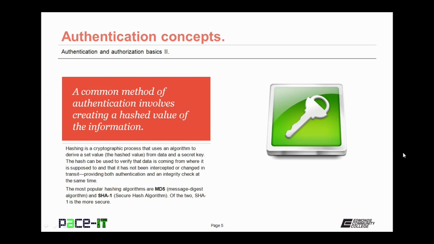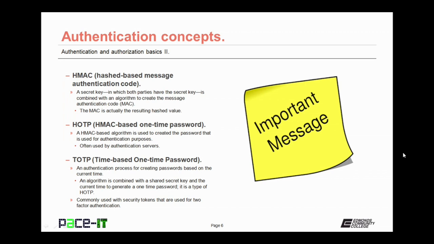The most popular hashing algorithms are MD5, that's Message Digest Algorithm 5, and SHA-1, that's Secure Hash Algorithm 1. Of those two hashing algorithms, SHA-1 is the more secure, and if security is your main concern, it's the one that should be used. Some additional authentication concepts include HMAC, that's Hash-Based Message Authentication Code. This is where a secret key is combined with an algorithm to create the Message Authentication Code, or MAC. The MAC is actually the resulting hashed value. It's the end result.